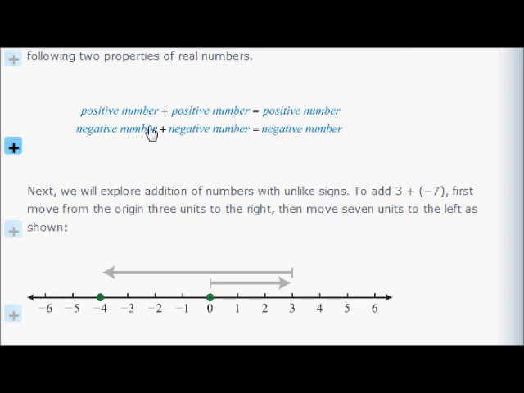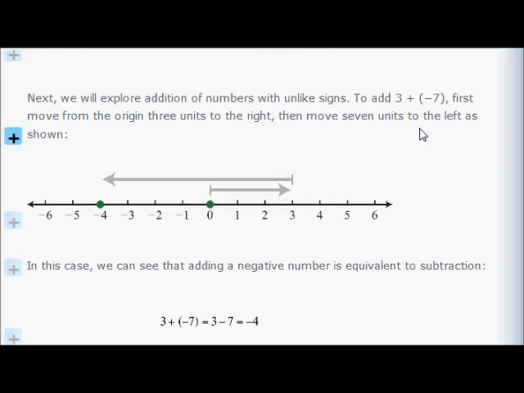So this is what we've learned from this. A positive number plus a positive number is a positive number. And in fact, it's going to be a bigger positive number than either of these, a more positive number than either of these positive numbers. A negative number plus a negative number equals a negative number, and it's going to be a more negative number than either of these negative numbers.